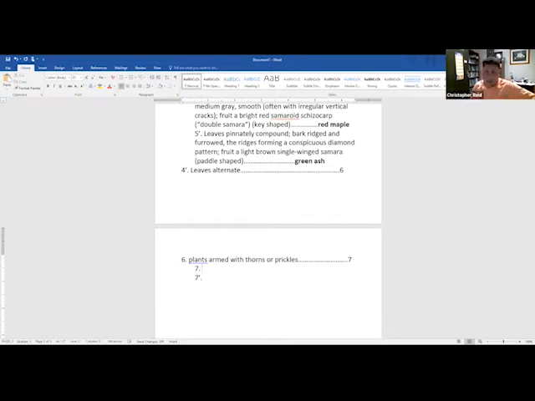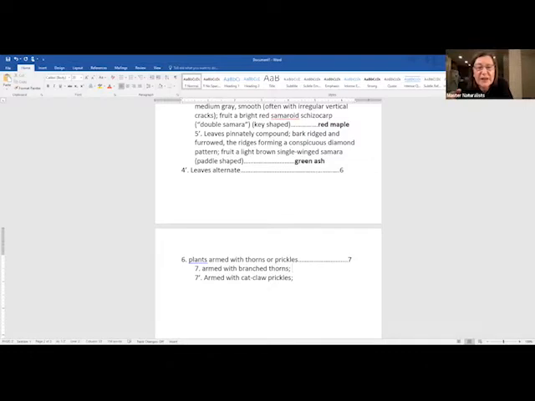There's quite a bit to pick on. The long thorns versus small bristles. Armed with branched thorns; armed with cat claw prickles. Good. What else?